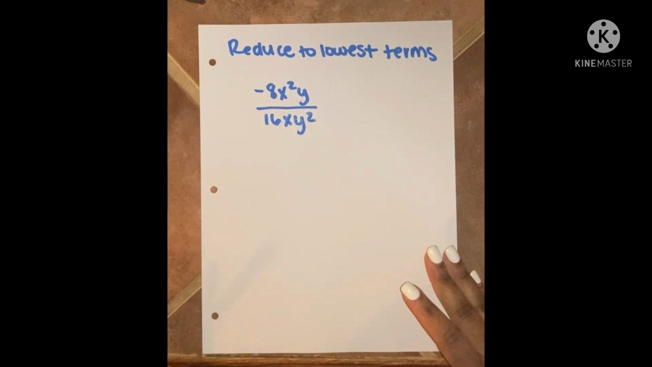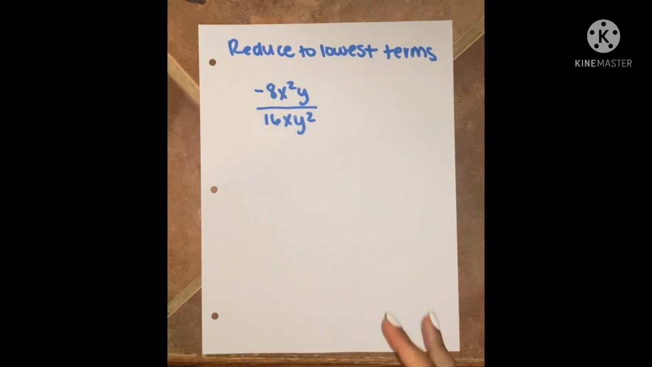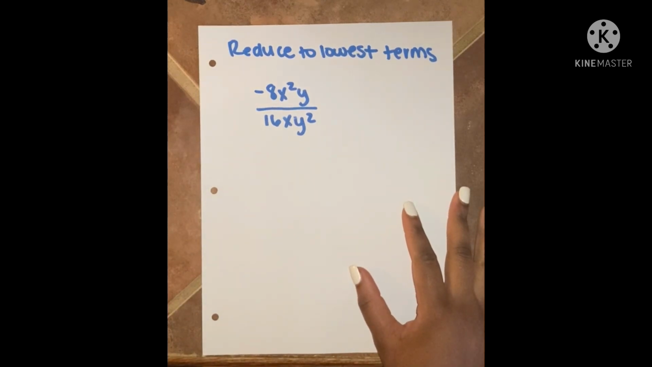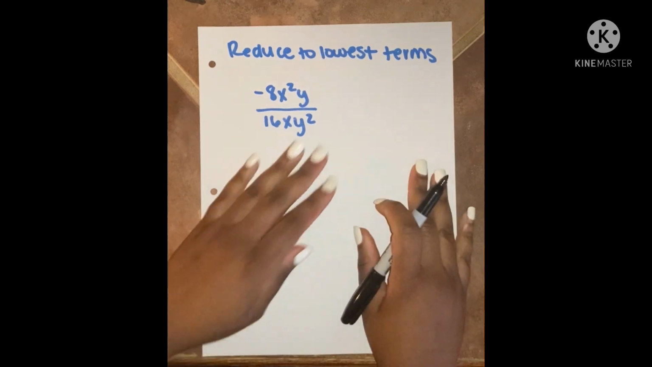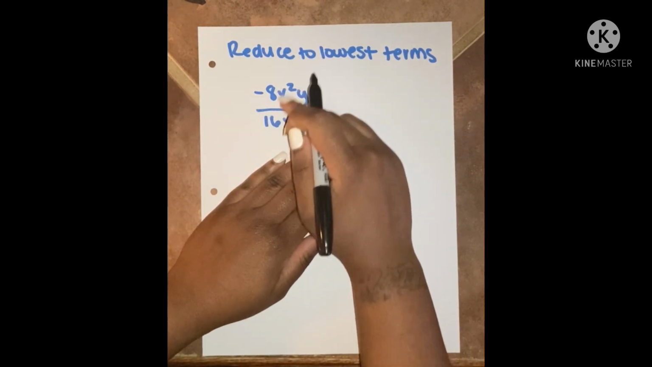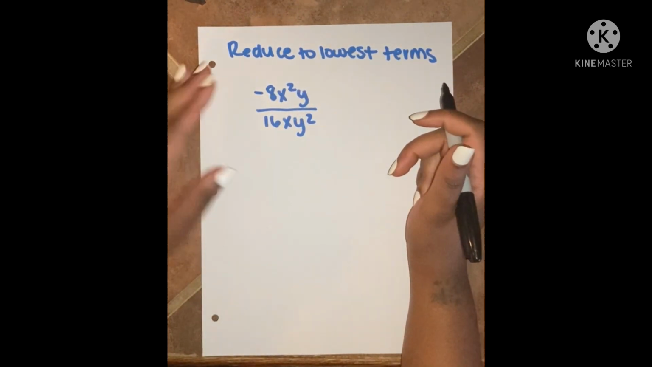So we have negative x squared y divided by 16xy squared. What I like to do when trying to get this down to its simplest form is use prime factorization. Prime factorization to me just seems to be an easier way to minimize mistakes. So that's the route that I go. We're going to start by looking at our numbers first.